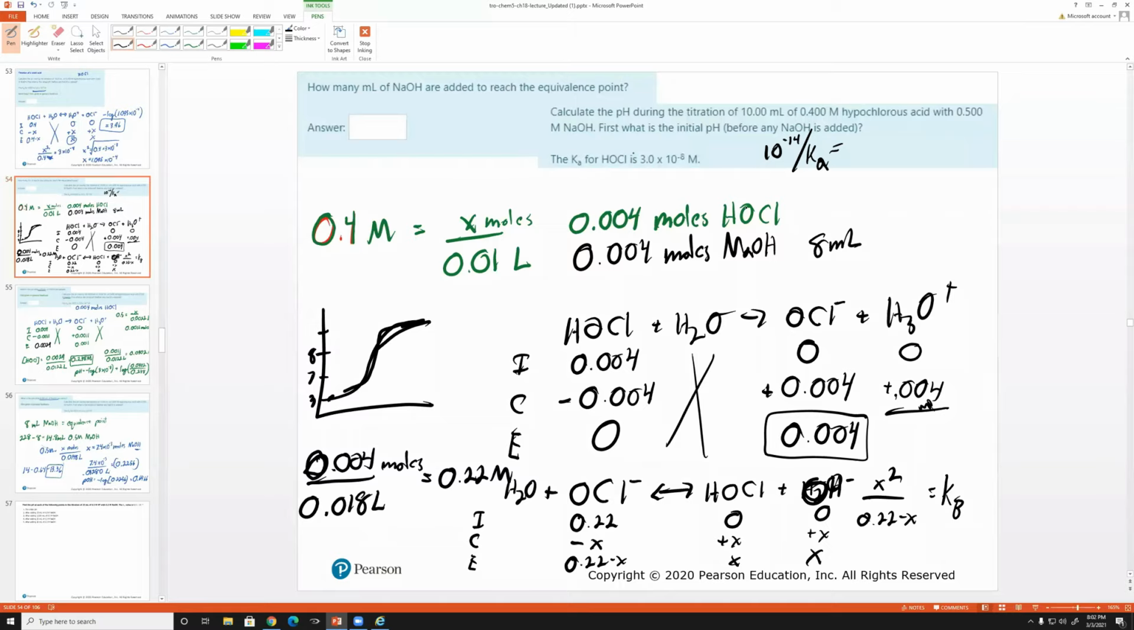Okay, so 10 to the negative 14 divided by the Ka. I got 3.3 times 10 to the negative 7. That's going to be Kb. In this case, the X in the denominator can be neglected and we do the math. So we multiply the 3.3 times 10 to the negative 7 times 0.22, and then we take the square root of that, the square root of 7.3 times 10 to the negative 8.